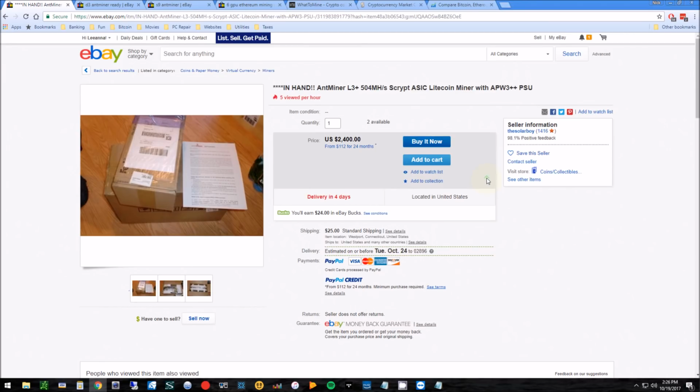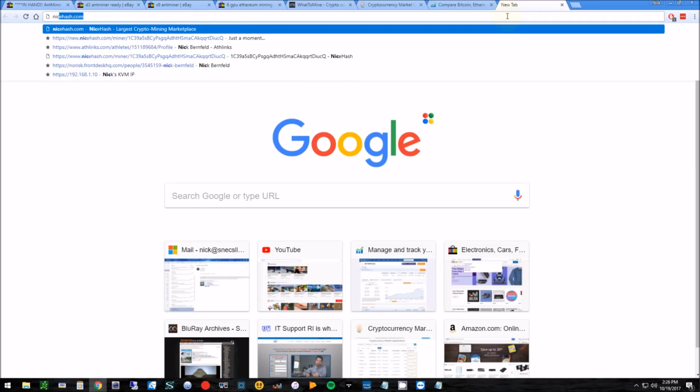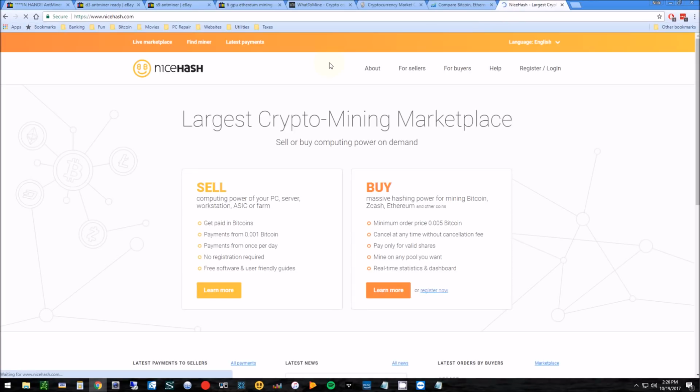The other question is, when you do set it up, where do you want to mine it? Just because it's a Litecoin miner doesn't mean you actually have to receive Litecoin. You do have to mine the Scrypt algorithm, but you don't necessarily have to receive Litecoin. So what I do is I use a place called NiceHash, and basically this is pretty much the most profitable place to mine.